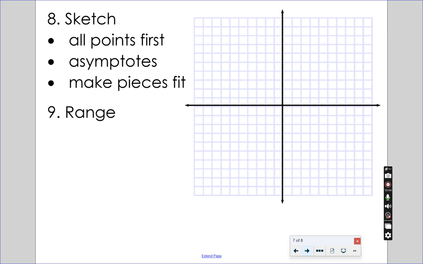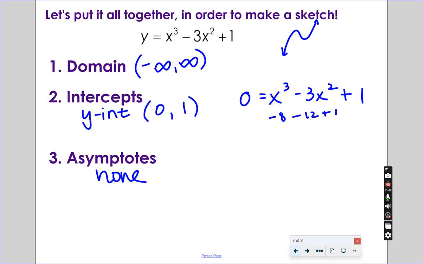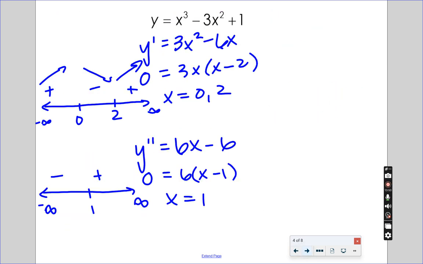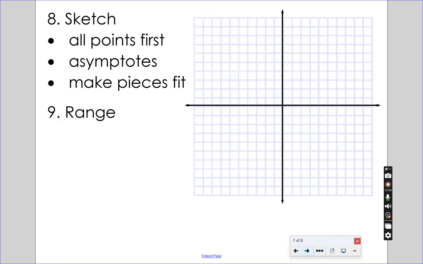All right, so what were my points? I know we had a y-intercept at (0, 1). A relative max is also at (0, 1), and then (2, -3), and (1, -1). Let me put those on the graph. (0, 1), (2, -3), (1, -1). All right, not a whole lot to go off of.